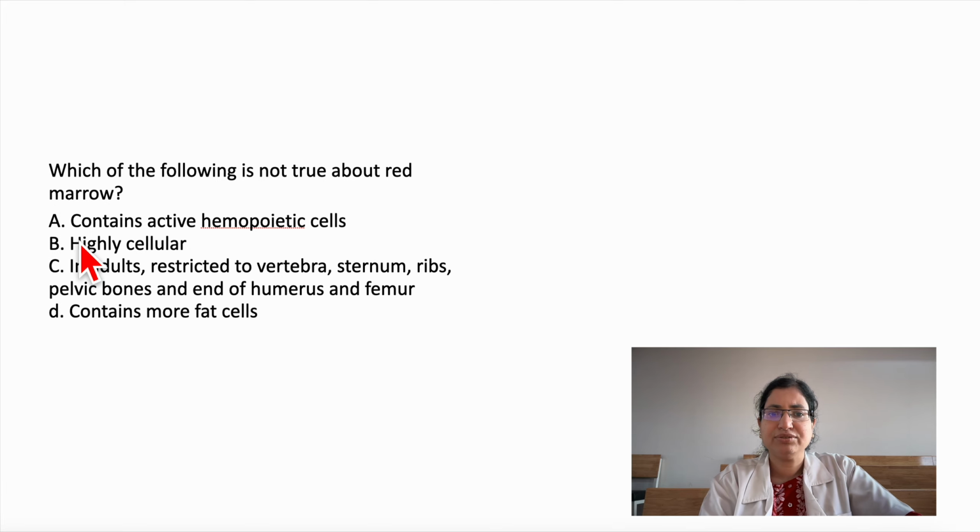Which of the following is not true about red marrow? Contains active hematopoietic cells. This is correct. Highly cellular. This is also correct. In adult, restricted to vertebrae, sternum, ribs, pelvic bones and ends of humerus and femur. This is also correct. Contains more fat cells. This is wrong for red marrow. More fat cells are present in the white marrow. So this red marrow does not contain more fat cells. Next MCQ.